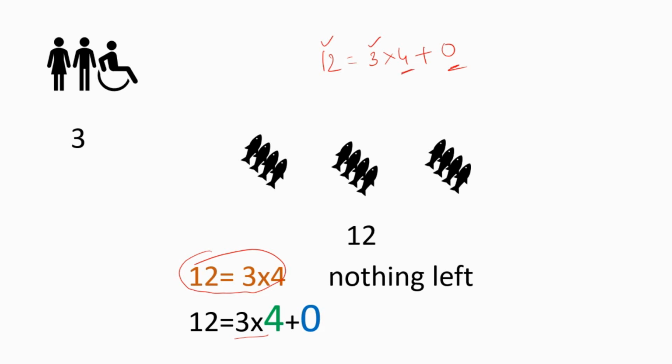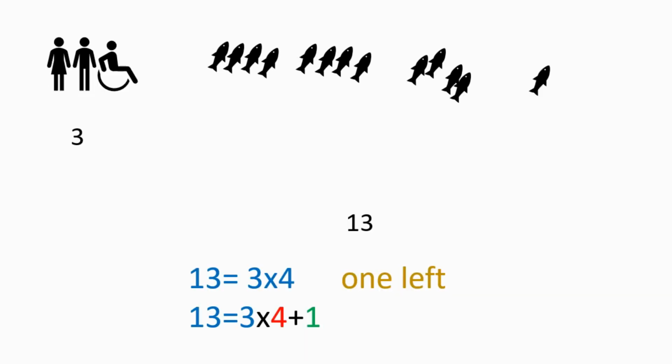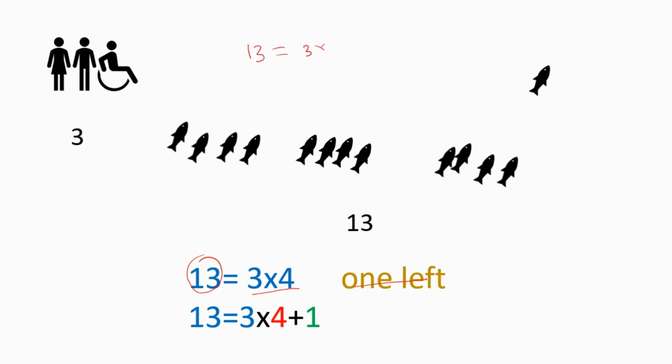Keep in mind, suppose there are 13 fishes and the same 3 persons want to share equally. So what could be the sharing? Of course, each one gets 4 again, but one will be remaining. So that's what I want to write. There are 13 fishes. 13 is equal to 3 into 4 again, but 1 left this time. So how can I express this? 13 is equal to 3 into 4 plus 1 this time. This is the remaining one.